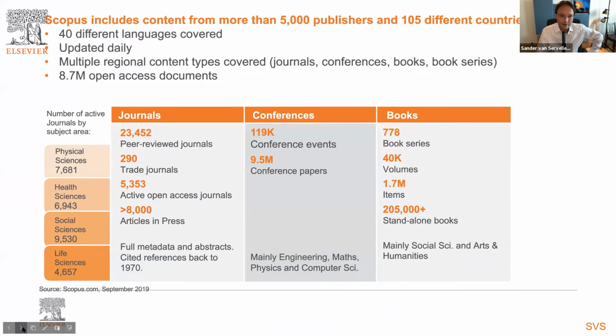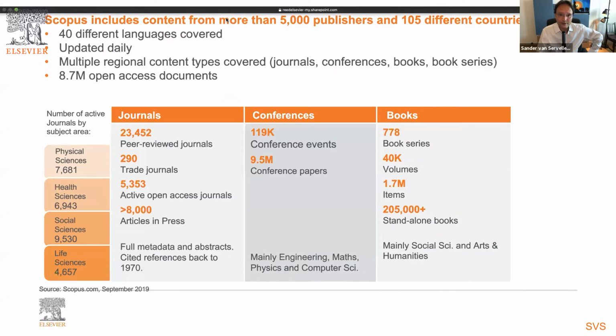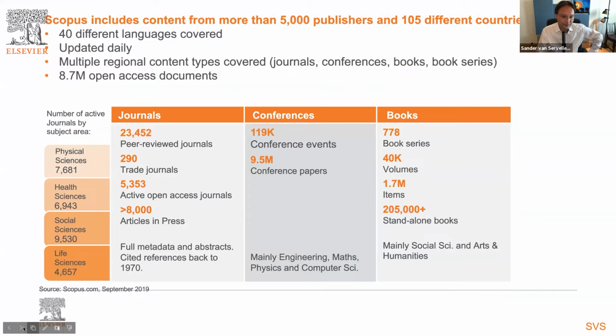The coverage is roughly 24,000 serial journals. We have conference proceedings, books and book series from I think 105 different countries, 40 different languages. And we have almost 9 million open access papers in the database by now.